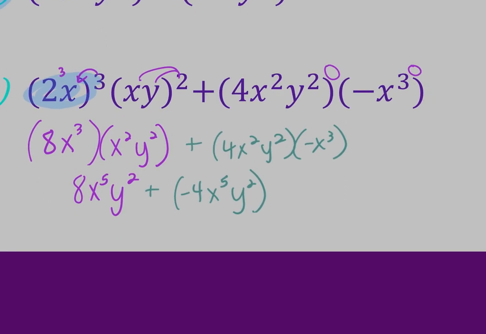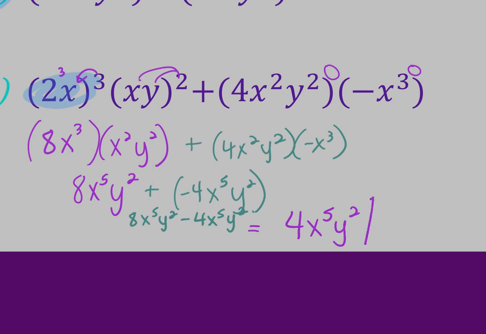So now this is really 8x to the 5th, y to the 2nd, minus 4x to the 5th, y to the 2nd. Are those like terms? Yep. So I do 8 minus 4, and I get 4. Leave my variables alone. X to the 5th, y to the 2nd.